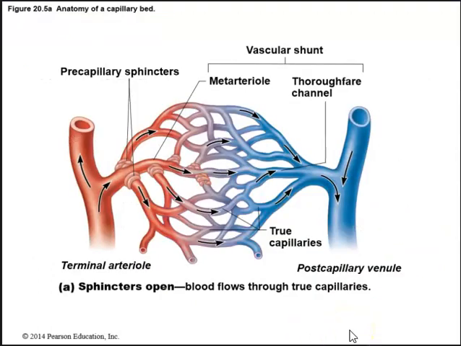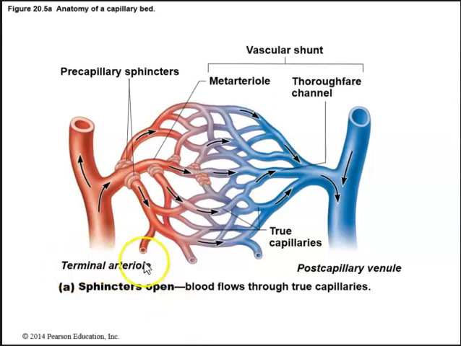So here is an example of a capillary bed. We can see where gas exchange occurs. The capillaries deliver oxygen to the tissues, and then the distal end of the capillary bed will exchange the carbon dioxide, and then transport the deoxygenated blood to the venules and then to the veins. But again, we do have these structures called precapillary sphincters that regulate the blood flow through the capillaries.